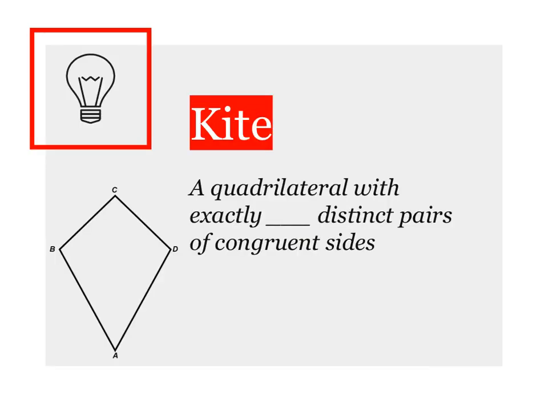So remember that a kite is a quadrilateral with exactly two distinct pairs of congruent sides. So that means these two are congruent, those two are congruent, but they are not congruent to each other.